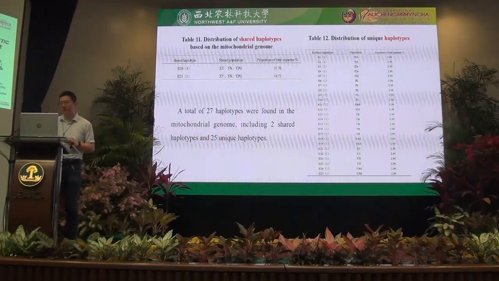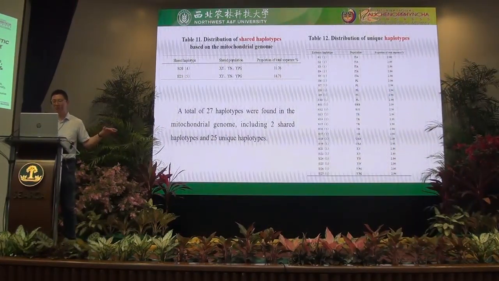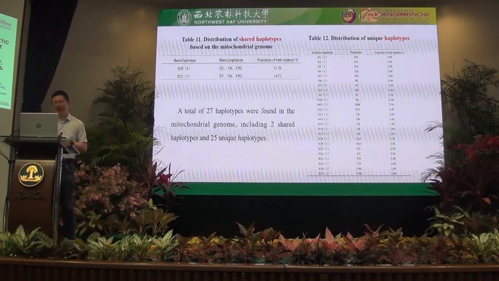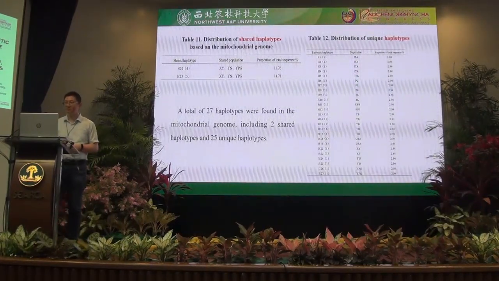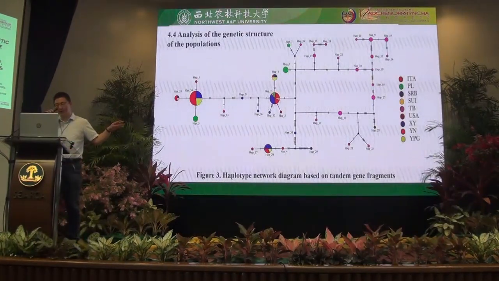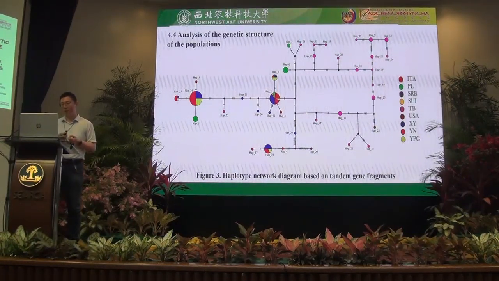And a total of 27 haplotypes were found in the mitochondrial genome, including 2 shared haplotypes and 25 unique haplotypes. And this is the analysis of the genetic structure of the populations.